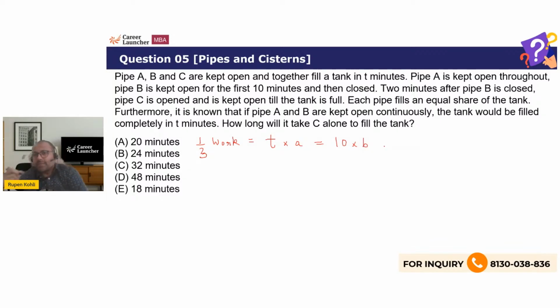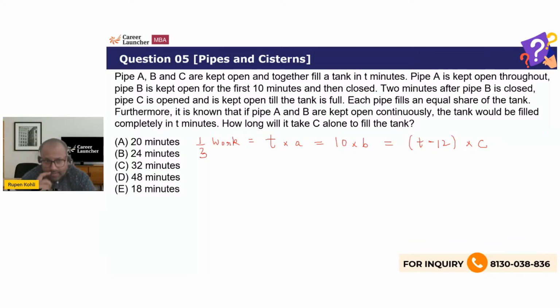Two minutes after pipe B is closed, which means after 12 minutes, pipe C is opened and kept open till the tank is full. So out of the total T minutes of duration, it was not working for the initial 12 minutes. So it was working for the remaining T minus 12 minutes. So this work, 1/3 of the work, also equals T minus 12 minutes of work for pipe C. So this is the summary of the first scenario, where each pipe is filling an equal share.